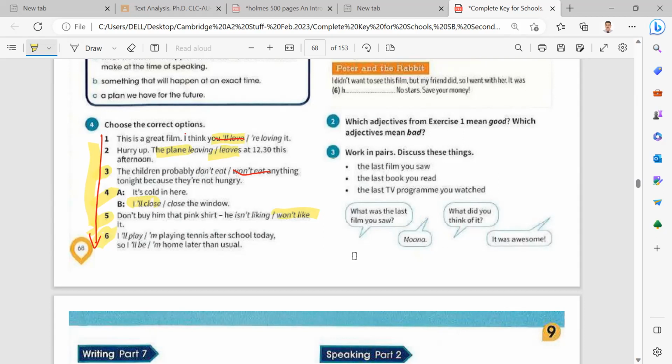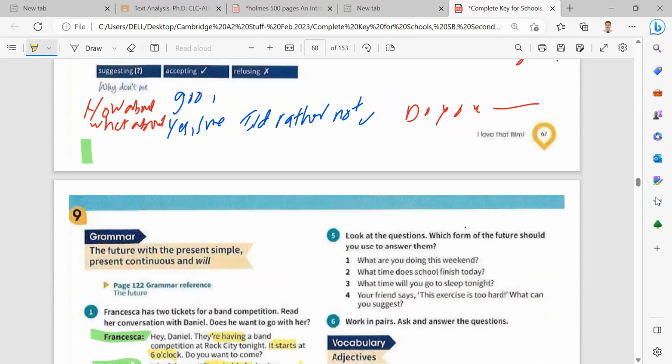I am playing tennis after school today, so I'll be home later than usual. أيوة. I am playing tennis after school today. So I will be... exactly. So I'll be home later than usual. Okay, Sarah, is it clear?